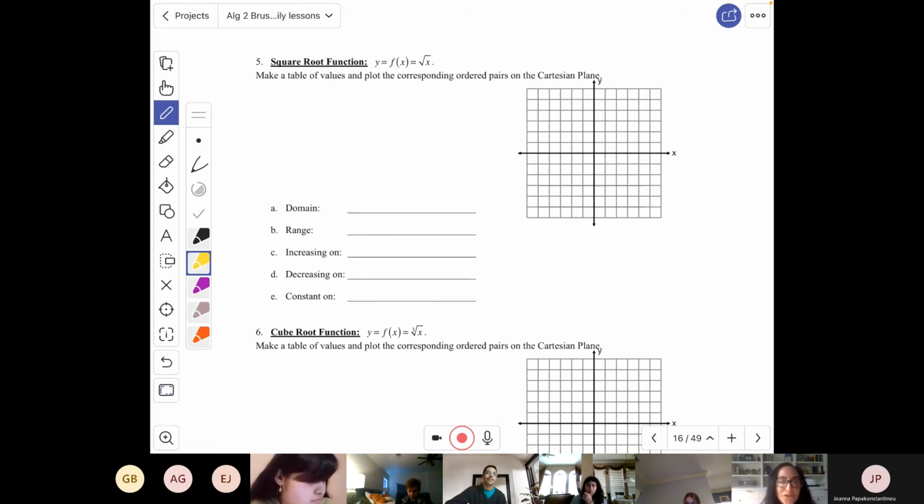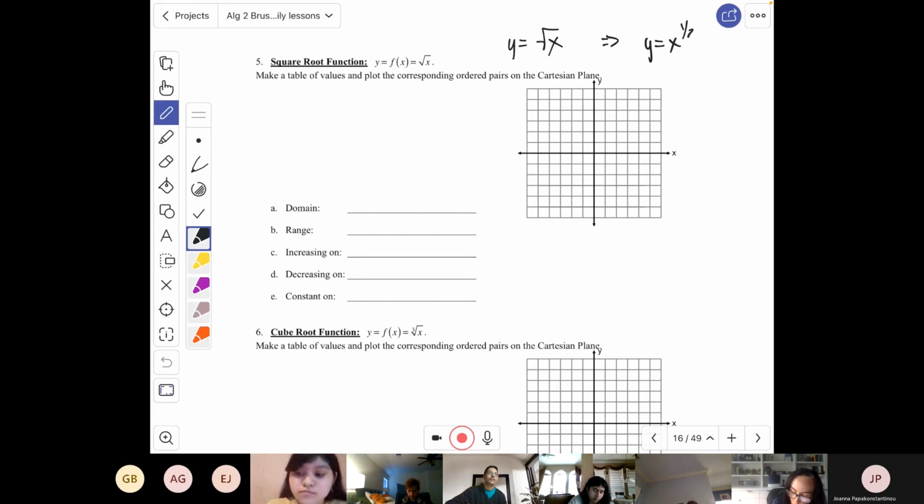Square root function. Parent square root function. Now, we talked about how to represent a radical using rational exponents. I can rewrite this as x to the 1/2 power. That's just kind of an aside. But let's look at this.